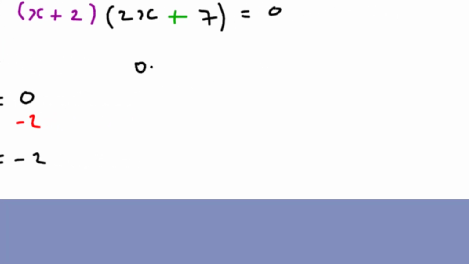Or, the second possibility is for the second factor to be equal to 0. So in our case, we have 2x plus 7, the second factor, is equal to 0.